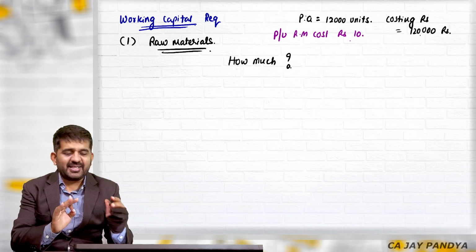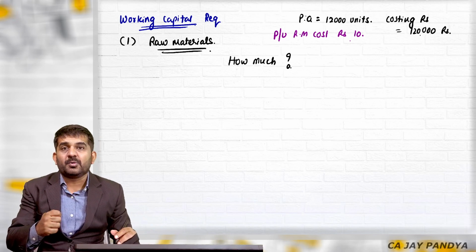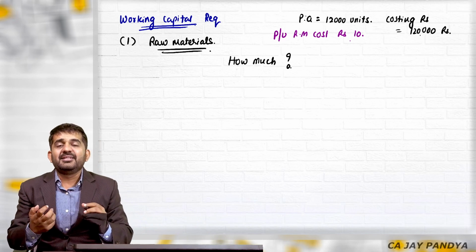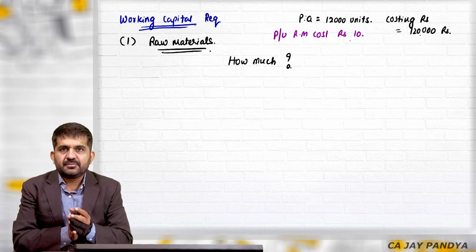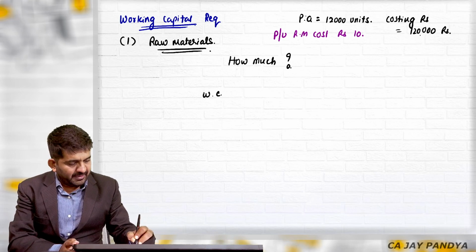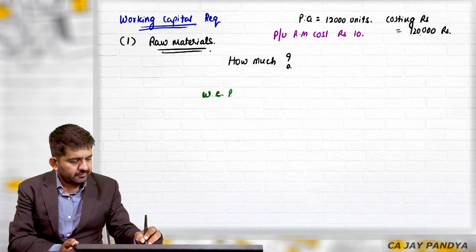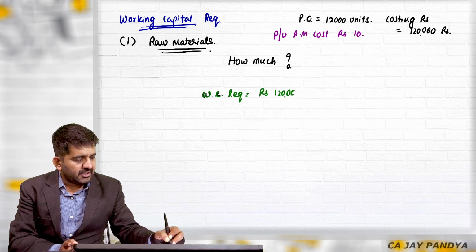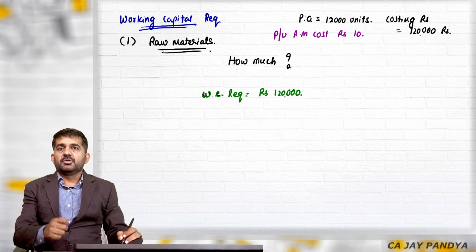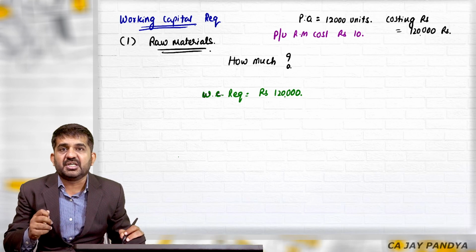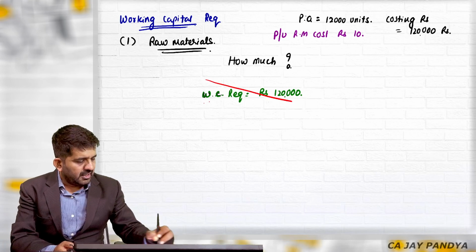So my working capital requirement, see, this is where students don't understand it. They try to mug up the things and then they are confused when the question is asked. So is my working capital requirement rupees 1,20,000 in terms of money, because this is the raw material which I am purchasing per annum? The answer is no.